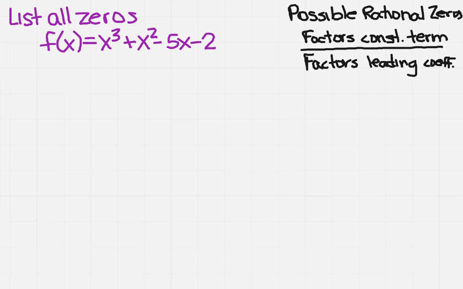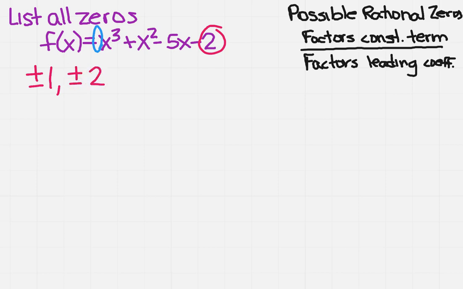We want to take a look at another list all zeros problem. In this one we're looking at x cubed plus x squared minus 5x minus 2. Again, if I want to find all of my zeros, I first need to figure out the possible rational zeros, and to do that we need to know about the constant term. My constant term is 2, and my leading coefficient is only 1. So I just need to write down the factors of 2, which are 1 and 2. So I've got plus or minus 1, plus or minus 2.